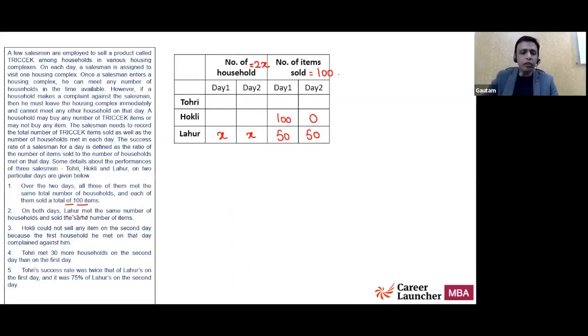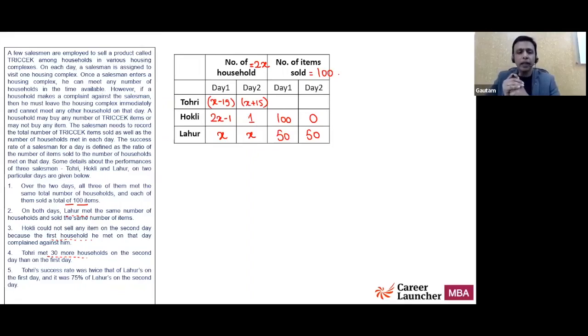Because the first household he met on the second day complained against him, that means he met only one household on day 2. So he would have definitely met 2x minus 1 on day 1. Tory met 30 more households on day 2 than on day 1. What does that mean? The difference between these two has to be 30. So dividing 2x on that part, he would have met x minus 15 on day 1 and x plus 15 on day 2. That is the basic information that was initially given to us.